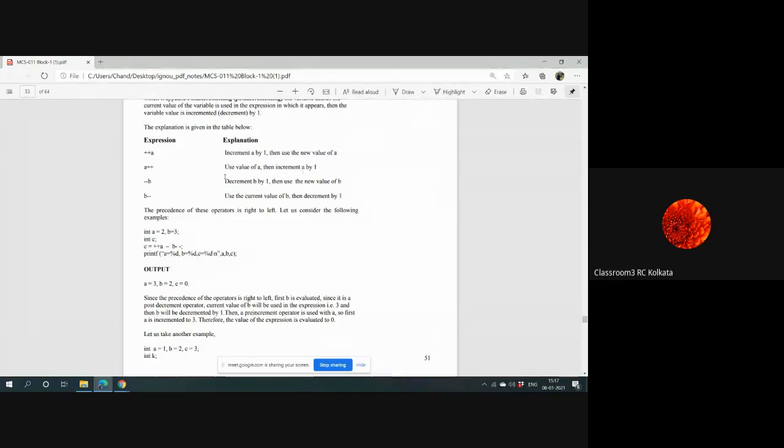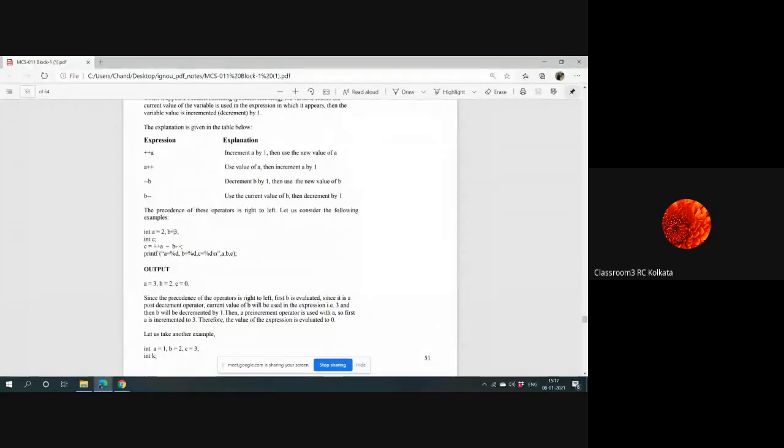That means if I say a plus plus, then if in any position I have written a plus plus, then a will be incremented to a new value, but its previous value will be used for that statement. So for the next statement, the new value will be used.